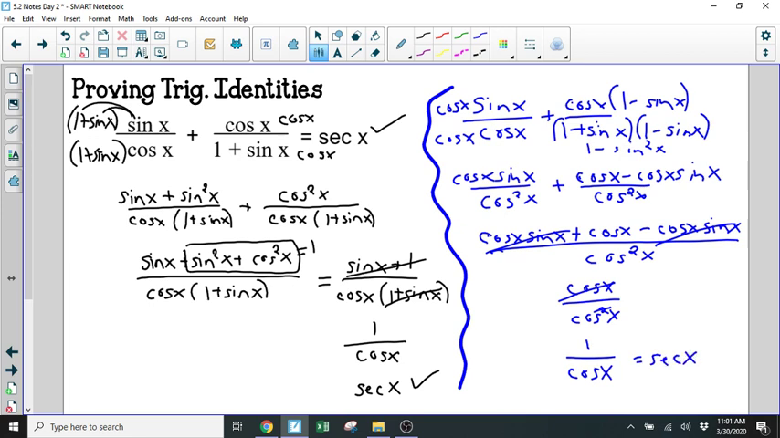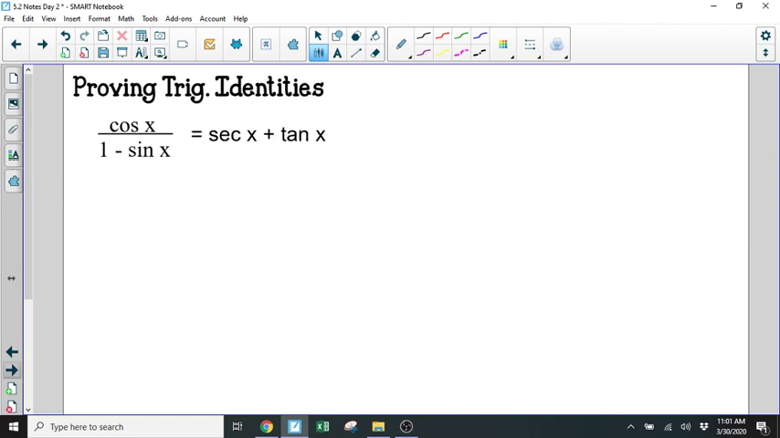And so it just gives you a second option, reminding you that there's more than one way to work each of these problems. So again, as long as we're following legal maneuvers as we do this, there's more than one way that these can be accomplished.